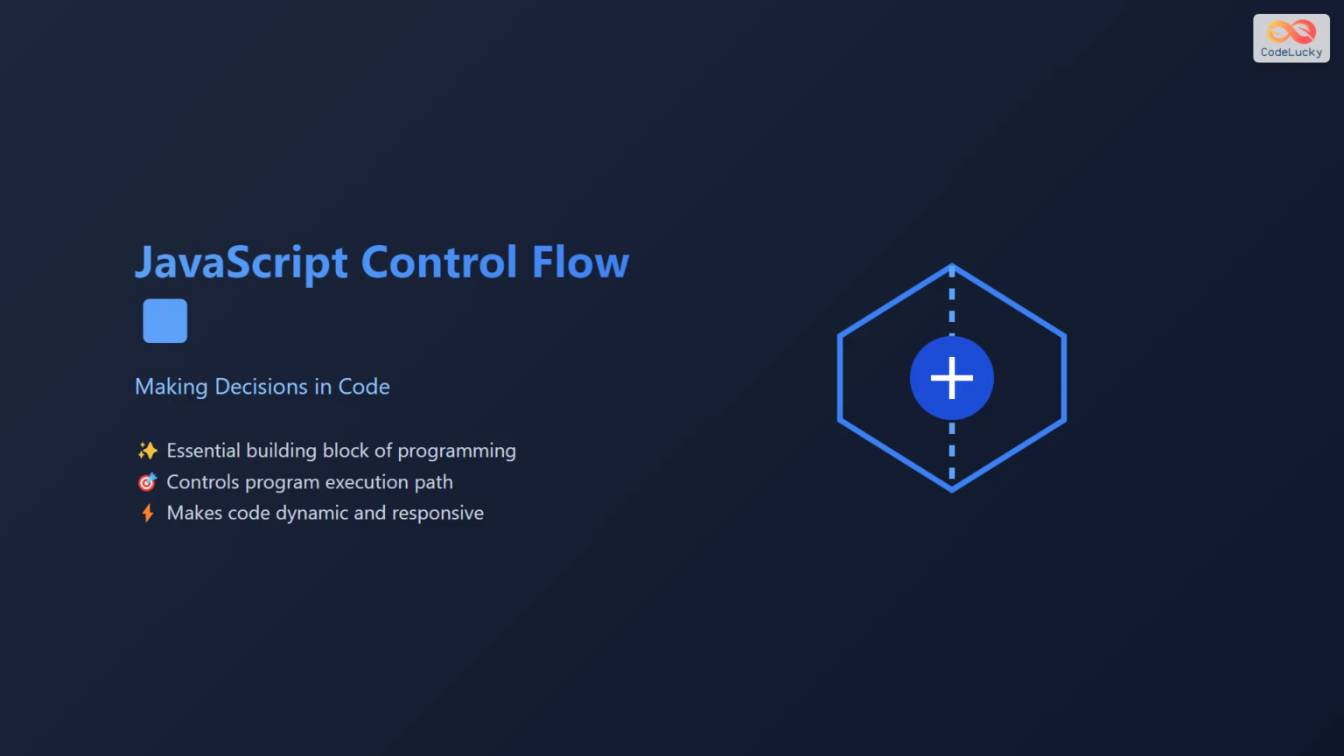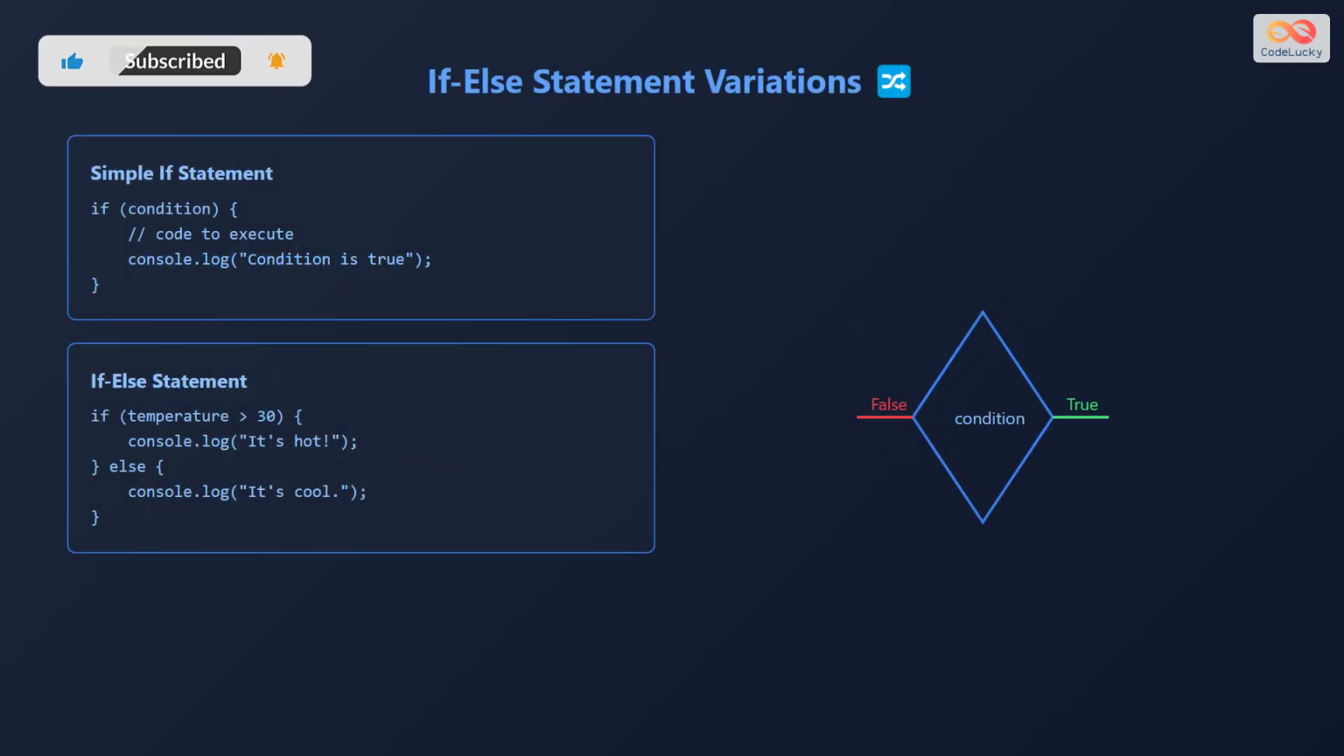Let's explore JavaScript control flow. This is an essential building block of programming that controls the program's execution path, making code dynamic and responsive. Here are the variations of the if-else statement.